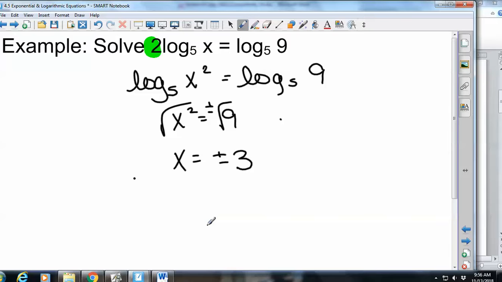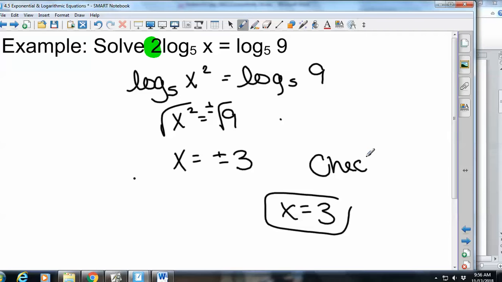Okay, there's a problem with this. Notice that it can only be positive 3. Do you remember when I talked about logs, I told you the base and the argument both had to be positive? If I plug a 3 in here, that's fine, but can you have log of a negative 3? So x equals 3 is the one answer. So we will have to make sure we are checking on these, that we won't get negative arguments. Just one more thing to pay attention to.